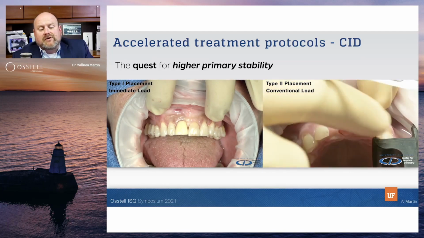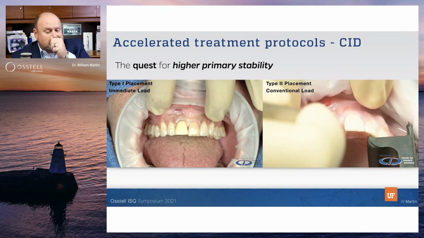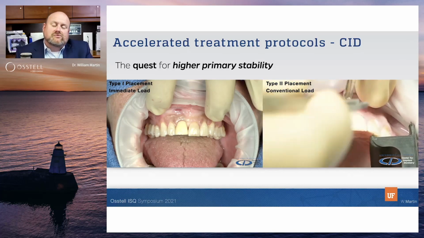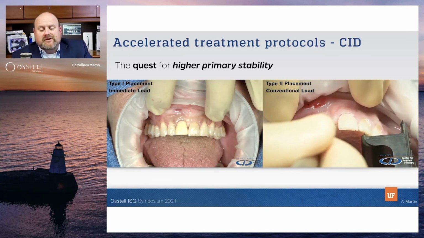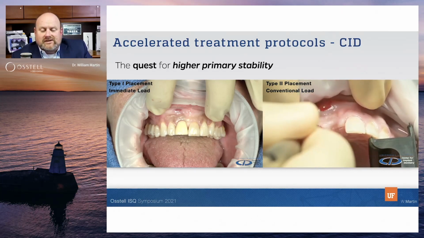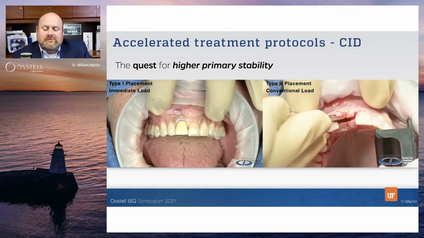Now, on this patient on the right, you can see this is a type 2 placement. So the tooth was extracted. We're coming back at a later date. This is going to be closer to 10 weeks. You can see the amount of tissue healing that we've had here.